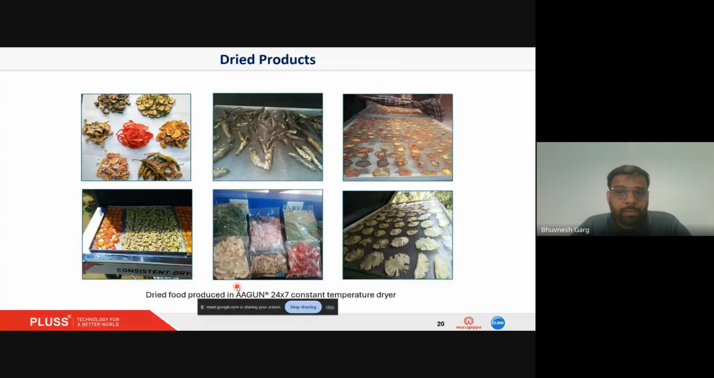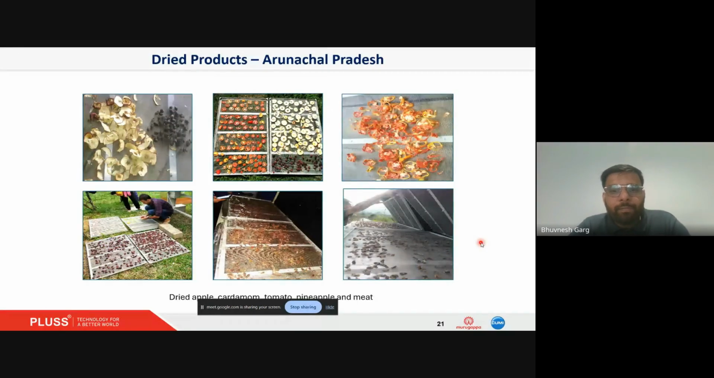So if you see, there are chili, onion, then this is ginger, then Indian gooseberry, bitter gourd, banana, and tomato. This is fish. Then there is a pineapple. We have dried approximately over 35, 40 vegetables, and we have launched this product after validating it with 30 different kinds of products.